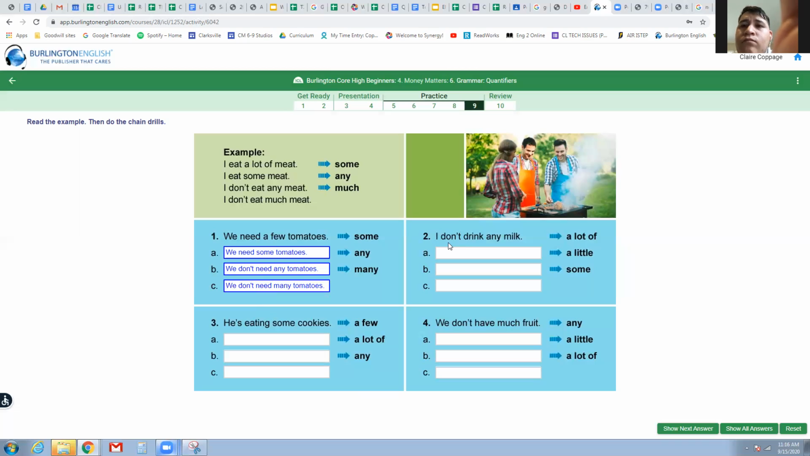Number two, I don't drink any milk. Cambiamos al positivo con a lot of. So en esta oración no es negativo, es positivo. Incluimos a lot of. I drink a lot of milk. Good job. Sergio, very good.